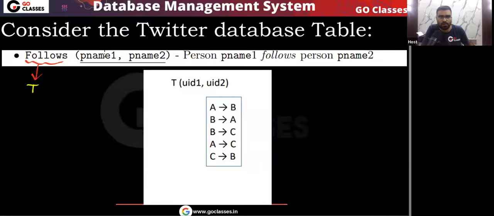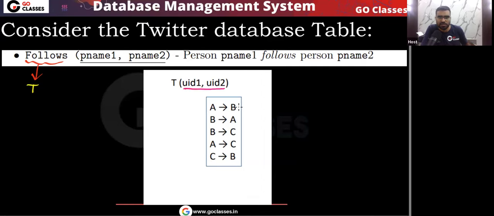Who is following whom? You can see P name 1, P name 2 means person P name 1 follows person P name 2. For simplicity, we will call it T, and this P name 1 we will call UID1, and P name 2 we will call UID2. And you can see what the primary key is here. The primary key is this combination.